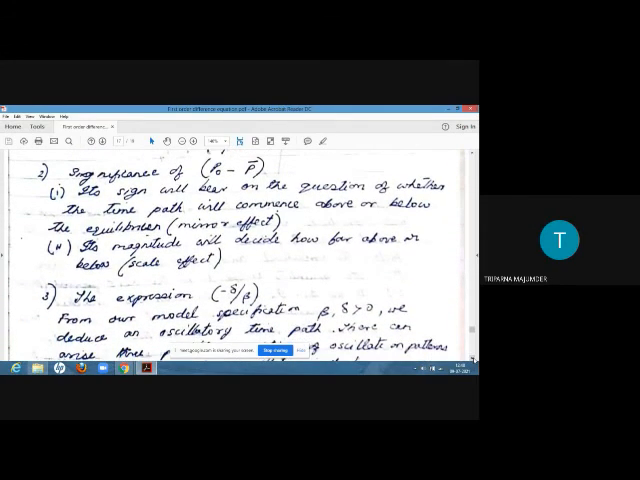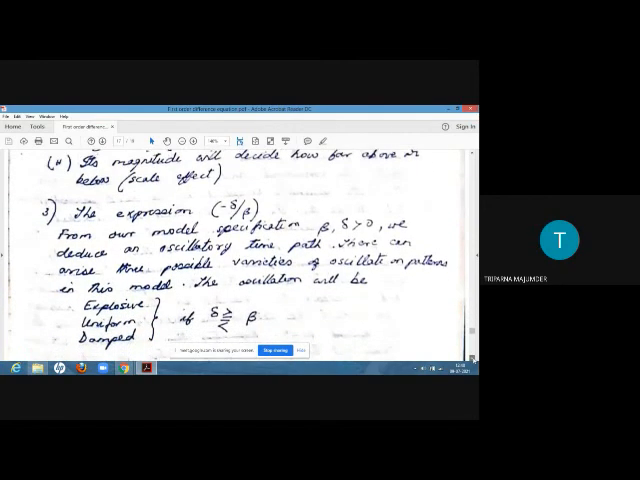Now the third component. What is the third component? Third component is minus delta by beta. From our model specification, we know that beta is the slope of demand and delta is the slope of supply. And beta and delta are both greater than 0. We deduce an oscillatory time path because we have here the minus sign. So time path will be oscillatory.